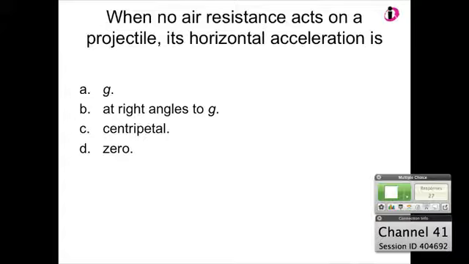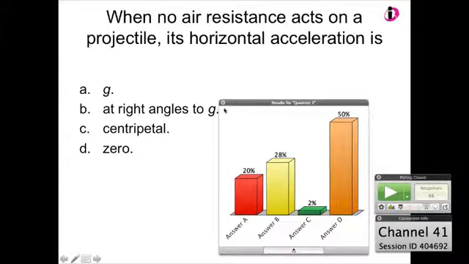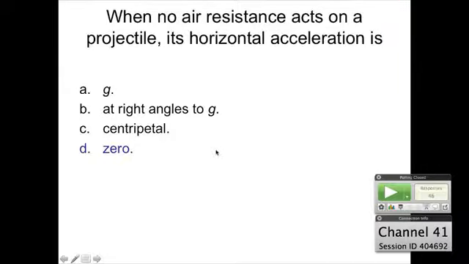Ten, 9, 8, 7, 6, 5, 4, 3, 2, 1. A lot of you haven't voted. Get them in. 3, 2, 1. Okie doke. All right. Most of you say 0. Very good.